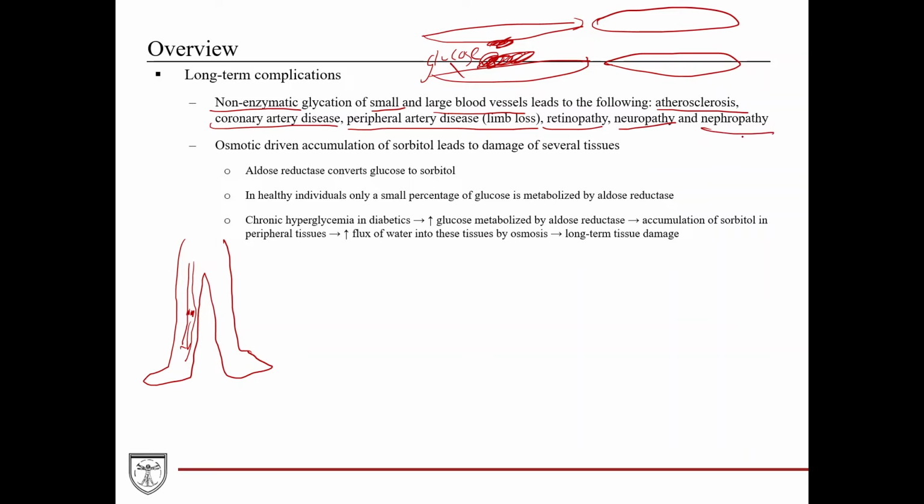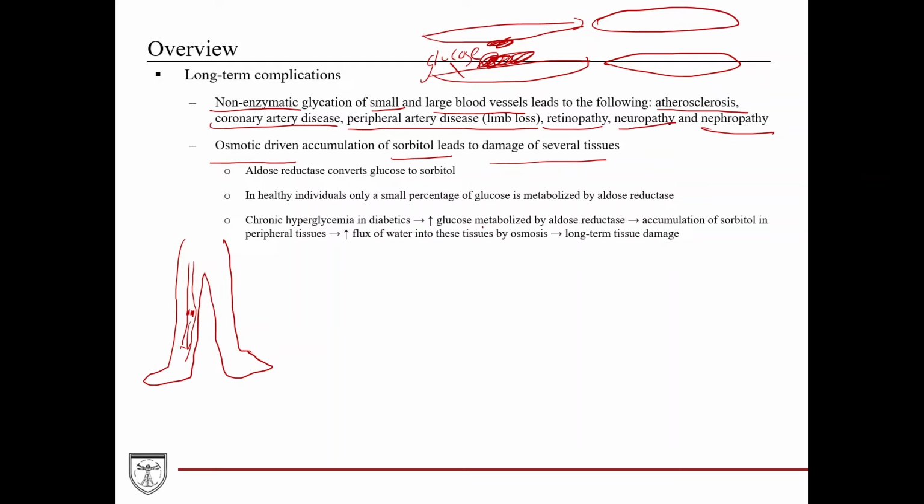And then nephropathy, so they're at very high risk of kidney complications. The number one cause of patients having to go on dialysis for kidney failure in the US is actually diabetes. So as you can see, some pretty significant complications can occur from diabetes, especially if it's not treated well. A big cause of a lot of these is osmotic-driven accumulation of sorbitol, which leads to damage of several tissues.